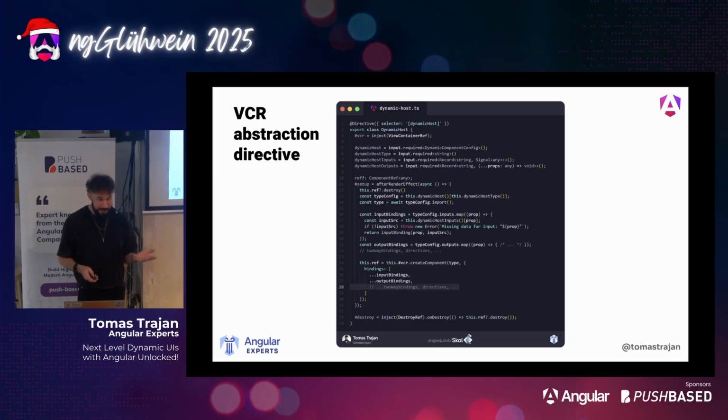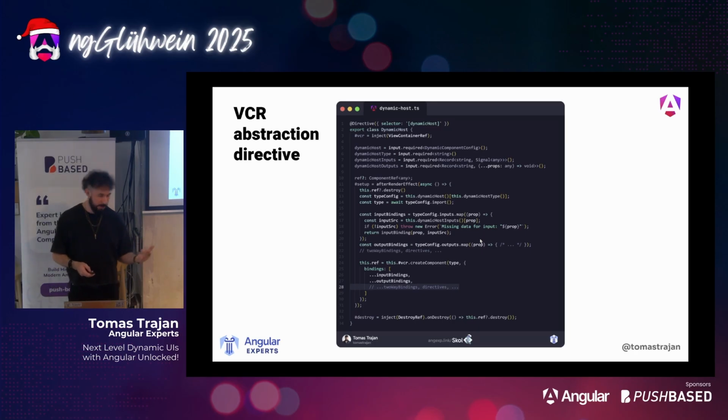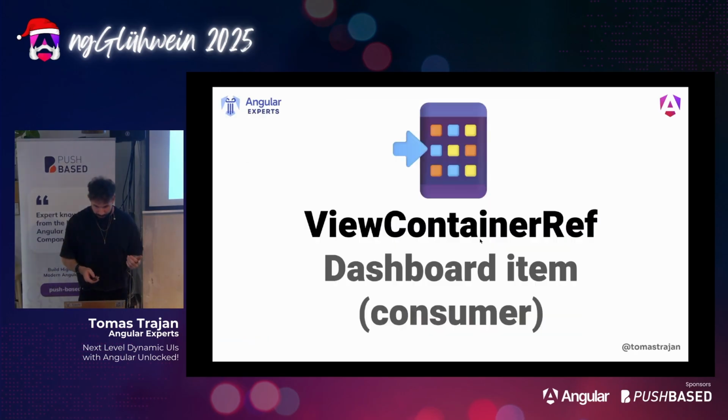Same for the two-way bindings, same for the directives, right? So again, very simple. It would work in practice. It would be a little bit fragile, right? You will just get an error if you didn't match it properly, but it can for sure be done more robustly. Perfect. So now, what about the dashboard item itself?